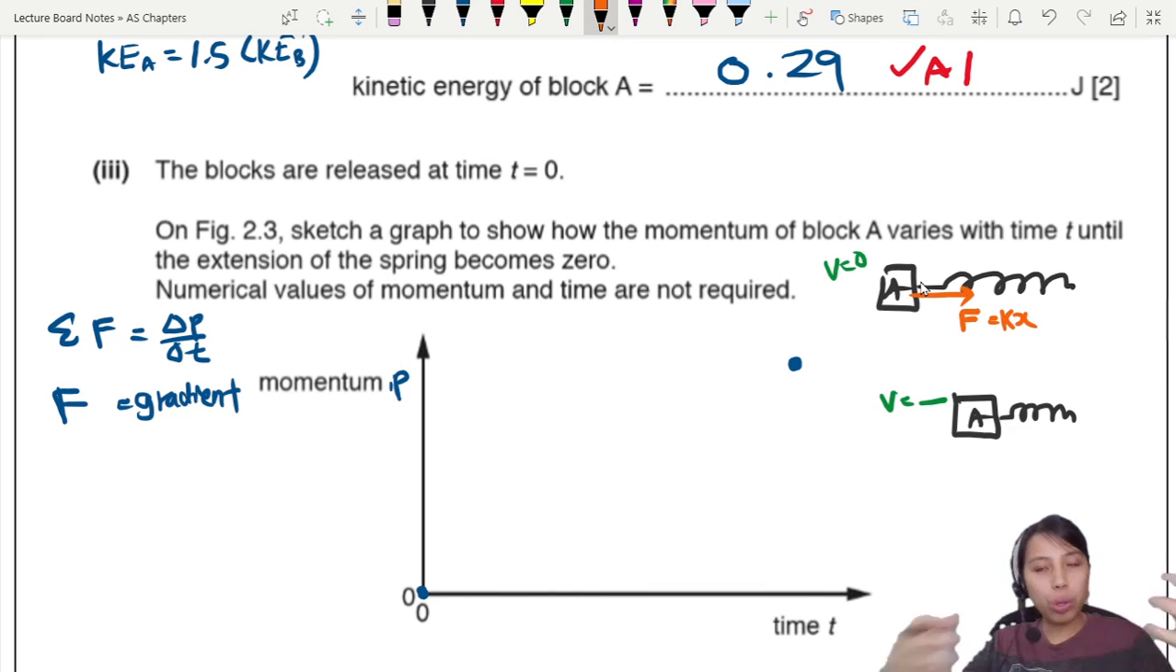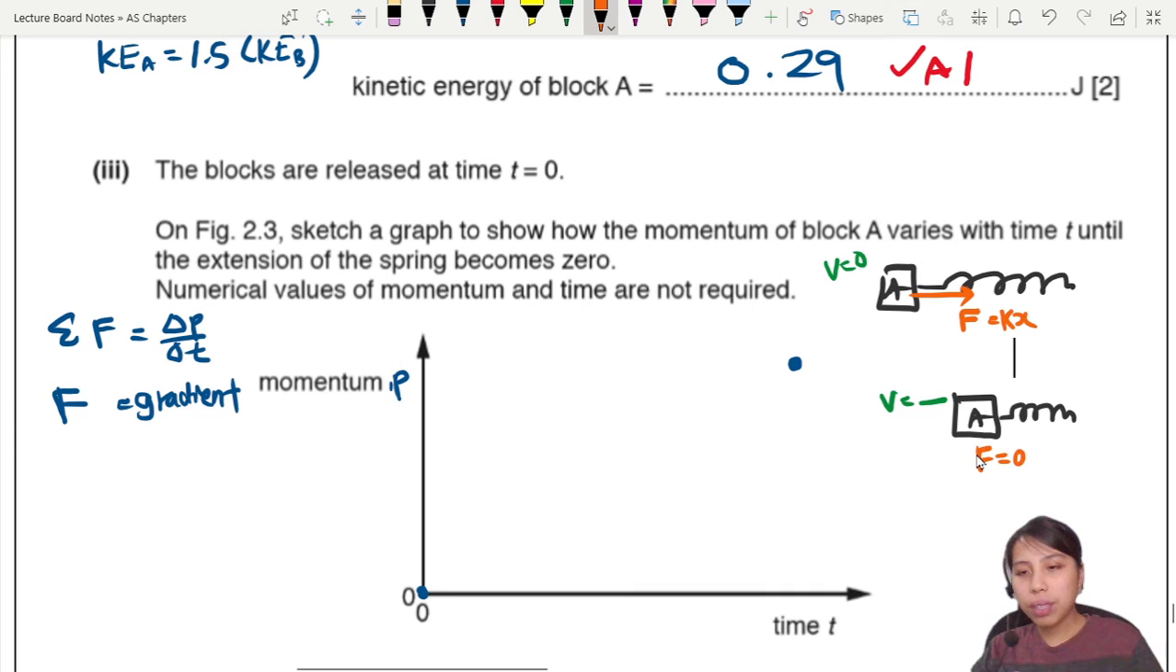Quite a big force because you got extension. But then when you come to this part here, is there a force? No more. There is no force. Because there is no extension. You got to go check here. The extension of the string becomes 0. There's no extension, there's no Hooke's law force. 0. So from very big gradient to literally no gradient. So therefore, no gradient.